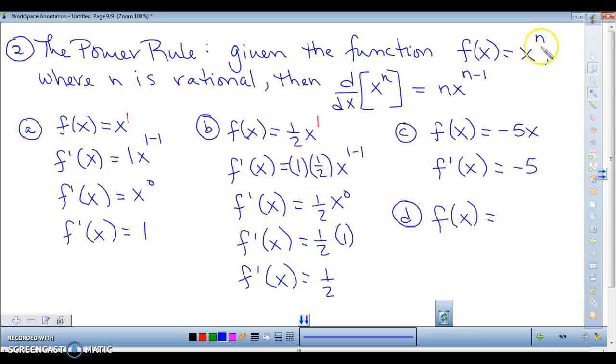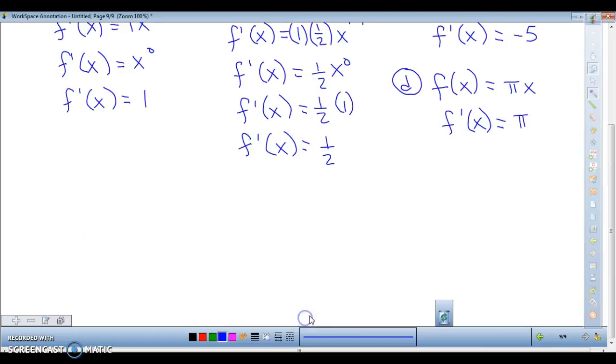Notice here it says that the power has to be rational. The coefficient of x does not. So if you had pi times x and you wanted to get the derivative, it would still work the same way, because pi would be your scalar multiple. Your power is still 1, which is rational. So a shortcut method would be to say, oh, that derivative is just pi. So it's just the coefficient of x.